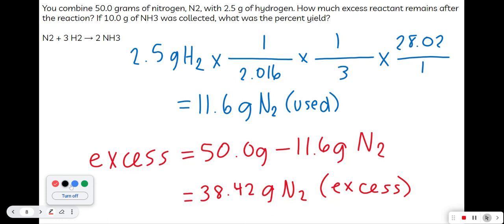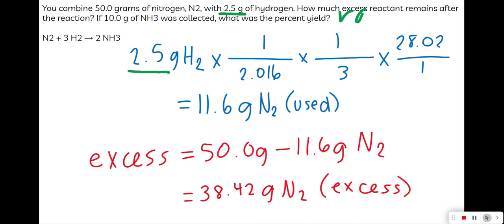Okay, let's look right here. And now we took the 2.5 grams of hydrogen. So this is where that came from. We took the molar mass, which is there, and then we used our ratio. Please mind my handwriting. We took our ratio. We have 3 moles of H2 and 1 mole of N2.